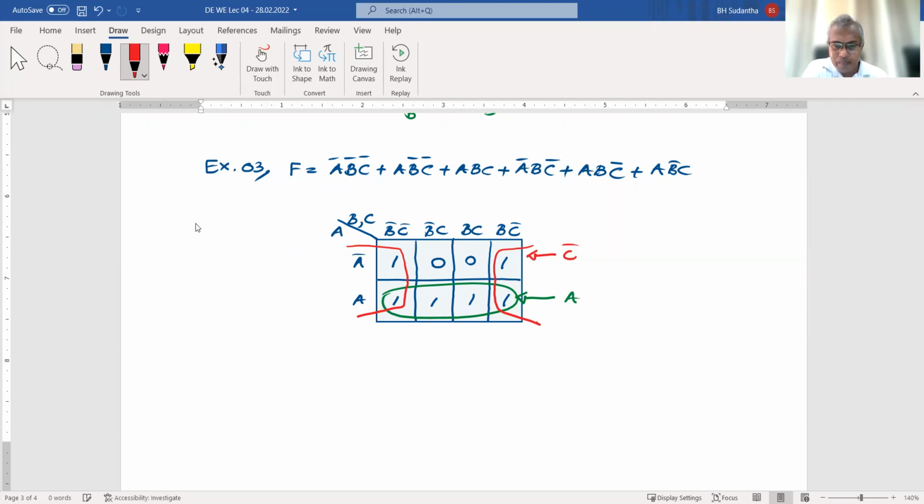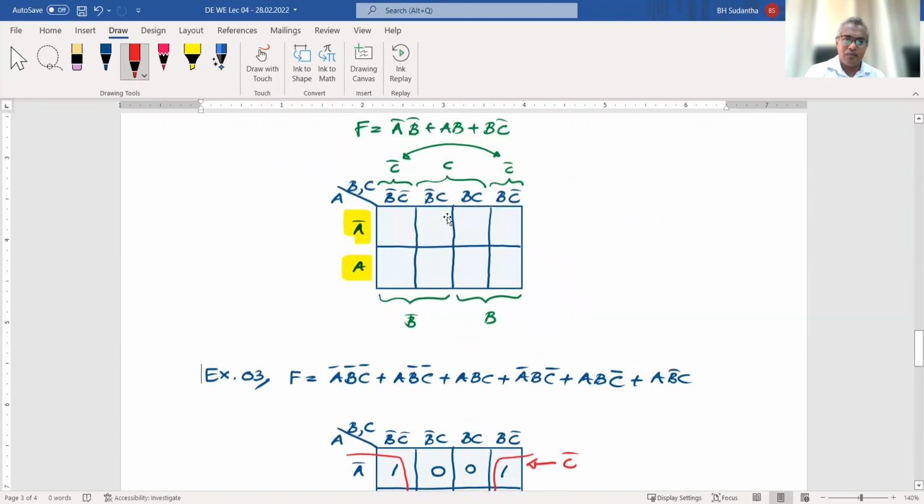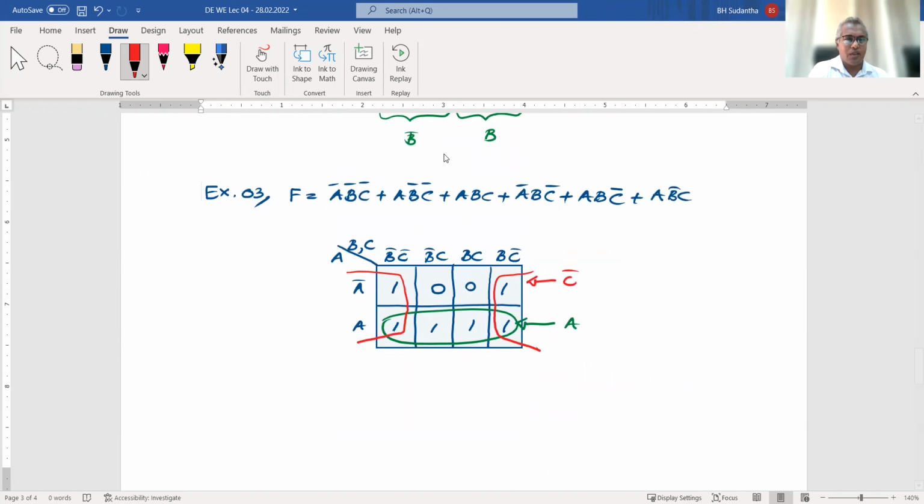That is C bar. When you say C bar, it's this column and this column. Yes. Then now the minimized equation is F equals A plus C bar. This is our minimized equation. Is it correct? Do you have any other variations? Can you check your one?